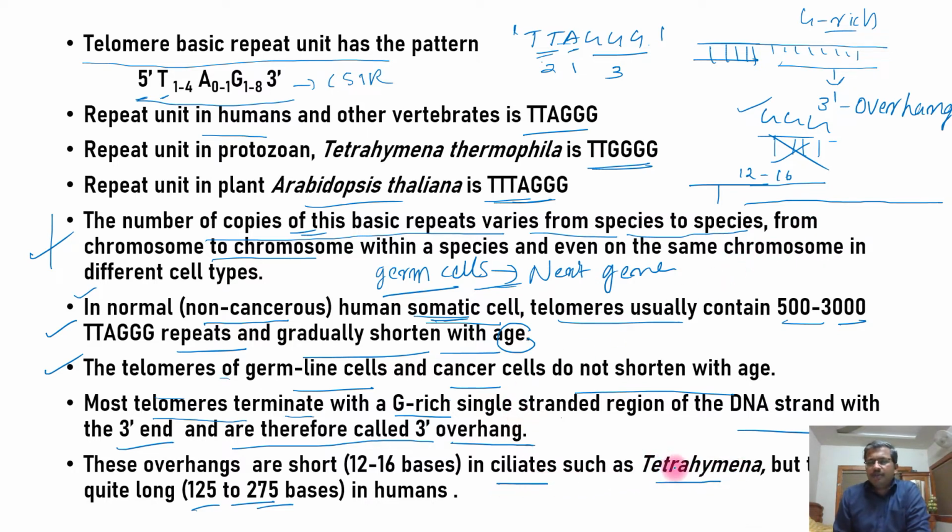It's just like a paramecium-like thing, the ciliated animal, protozoan. And we are having a human comparison. So it's having a 125 to 275 bases long 3' overhang. In case of the ciliate, it's having only 12 to 16 bases of 3' overhang.